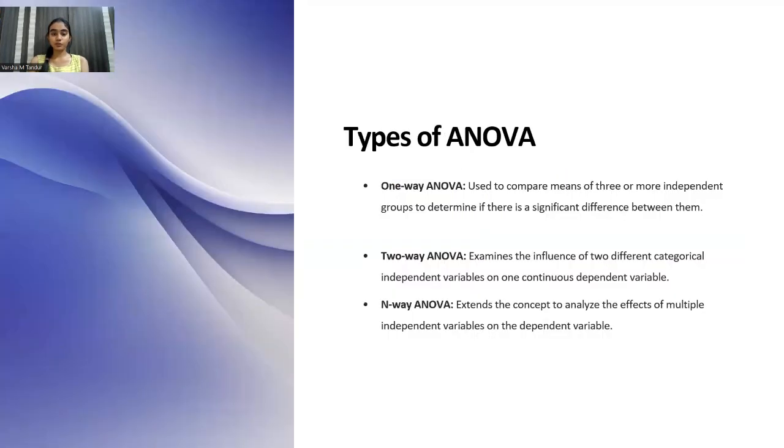The types of ANOVA are one-way ANOVA, two-way ANOVA, and n-way ANOVA. One-way ANOVA is used to compare means of three or more independent groups to determine if there is a significant difference between them. Two-way ANOVA examines the influence of two different categorical independent variables on one continuous dependent variable. N-way ANOVA extends the concept to analyze the effects of multiple independent variables on the dependent variable.